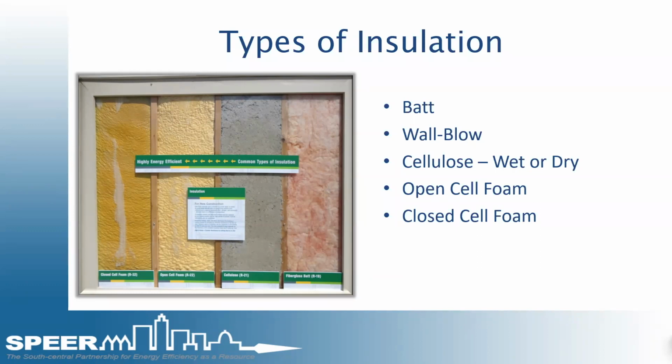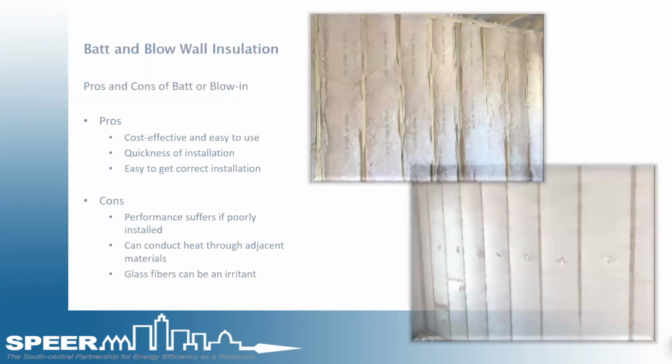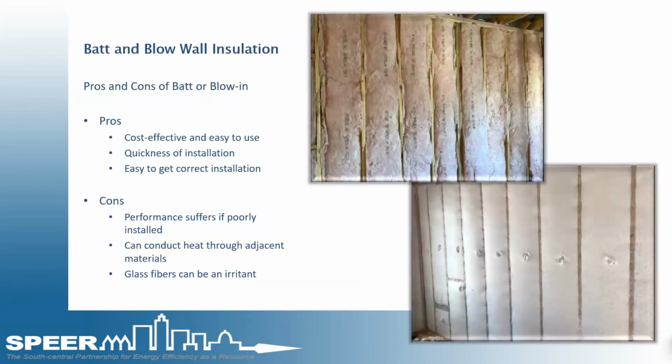Cellulose has a little bit of a higher R value in the same cavity, an R21. Open cell, a little higher than that, between 22 and 23. And then closed cell in the same cavity can be about 32. So it's rare to see closed cell because it's so costly, but open cell is becoming more and more common. So wall and batt blow, you just got to look at this and identify the deficiencies in that part of it.